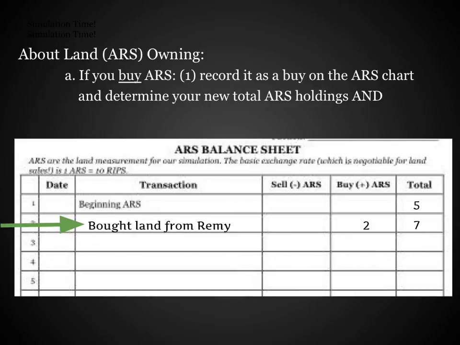So how do you fill out your Rs balance sheet? It's almost exactly the same as your RIPS balance sheet. If you buy Rs, the first thing you're going to do is record it as a buy on the Rs chart and determine your new total Rs holdings, as you can see here on the chart. Somebody bought land from Remy, they bought 2 Rs, so now instead of just having 5, they have 7 Rs.